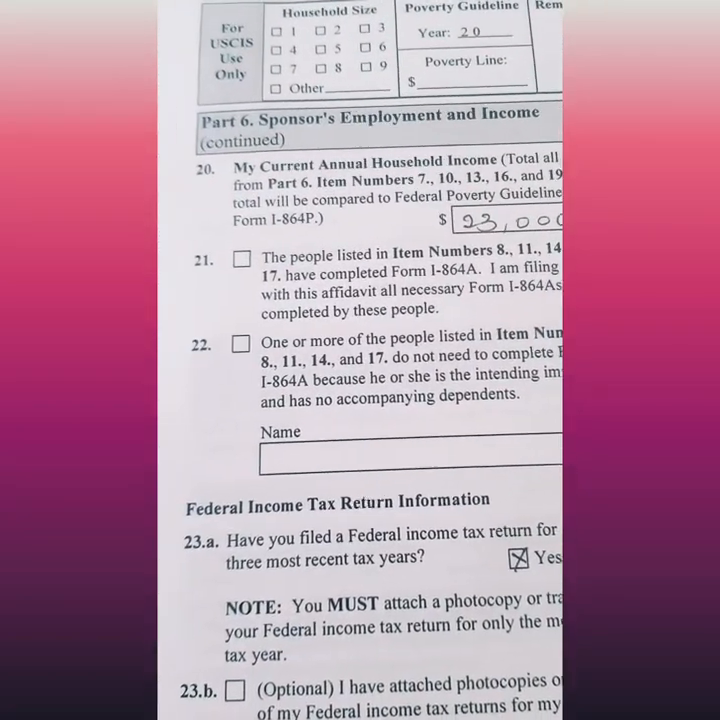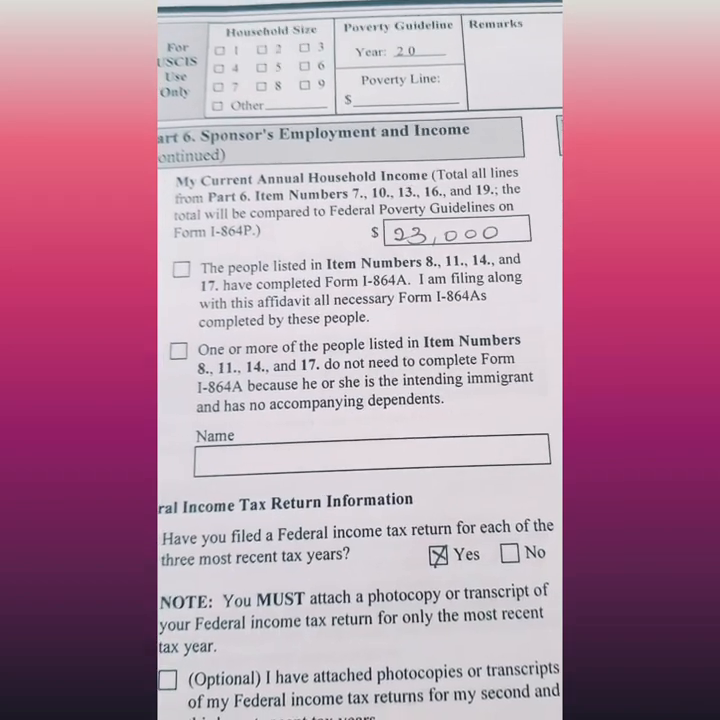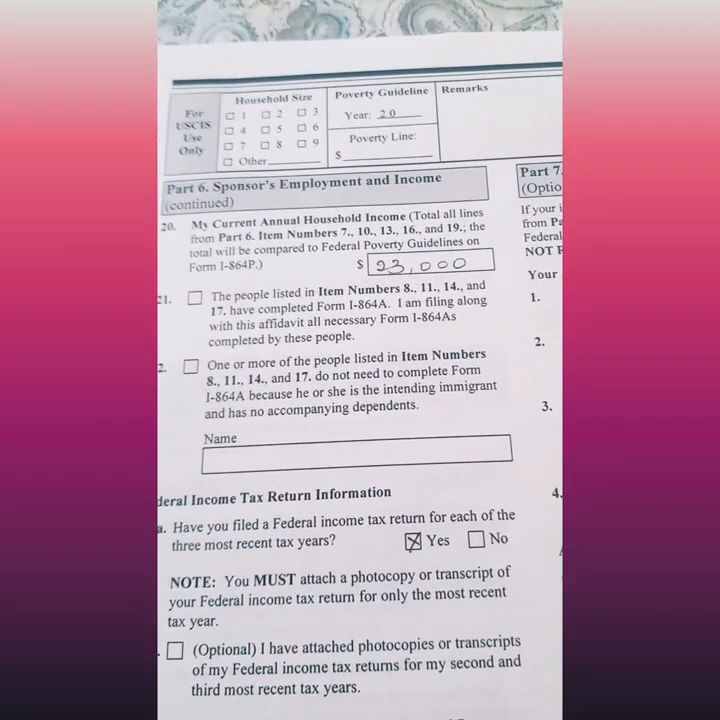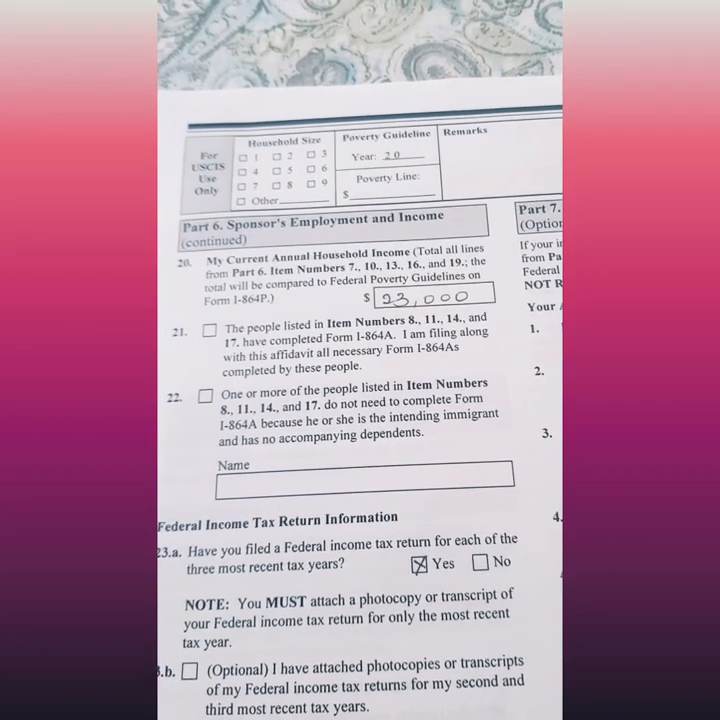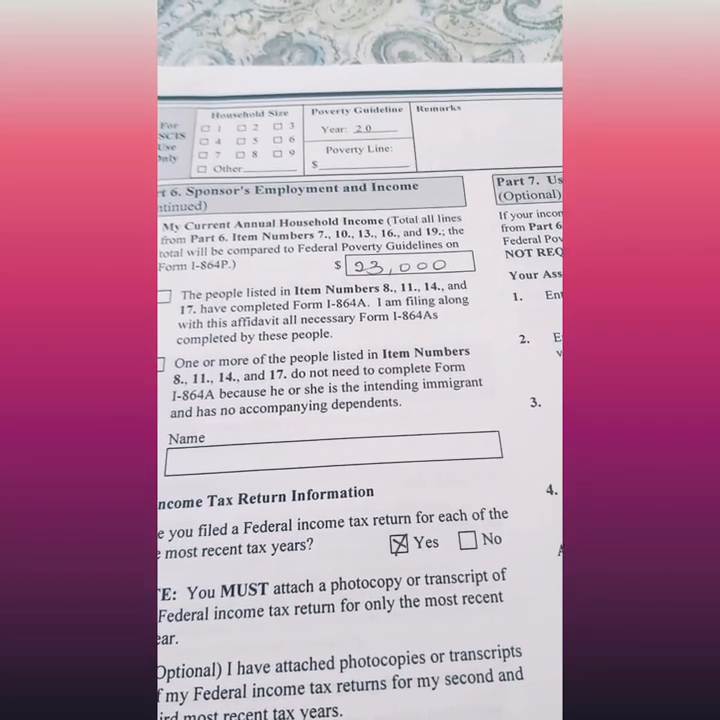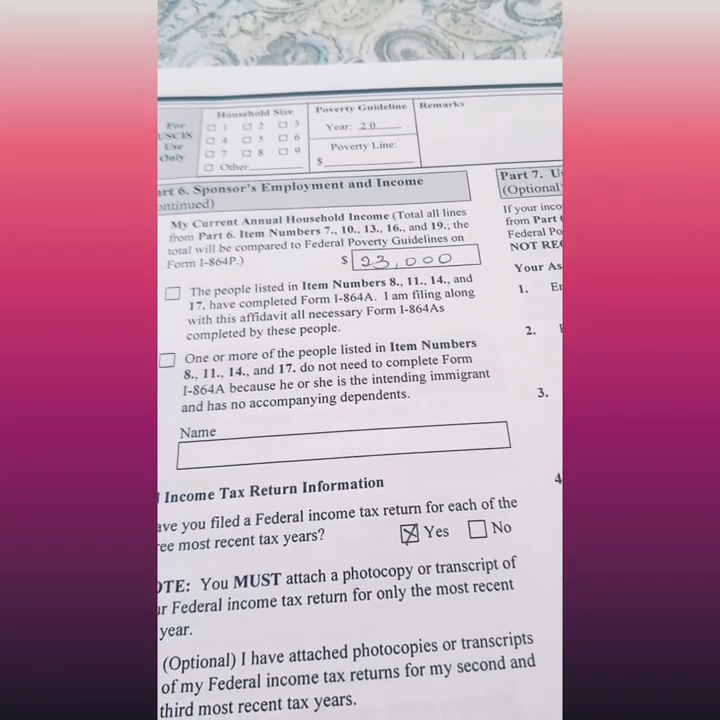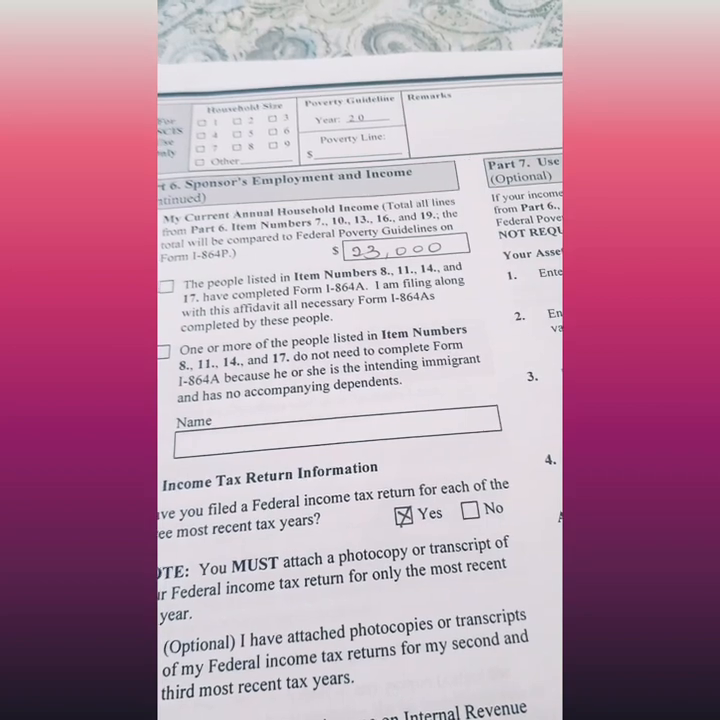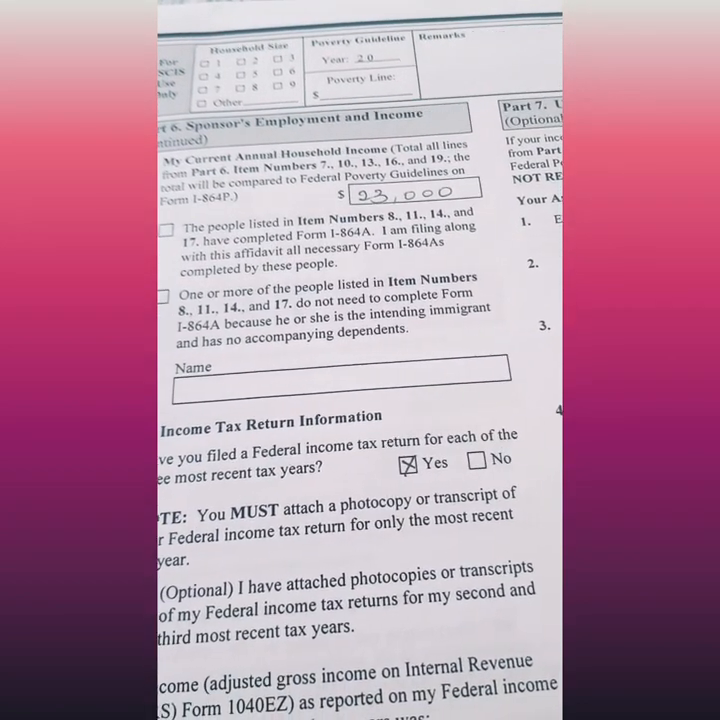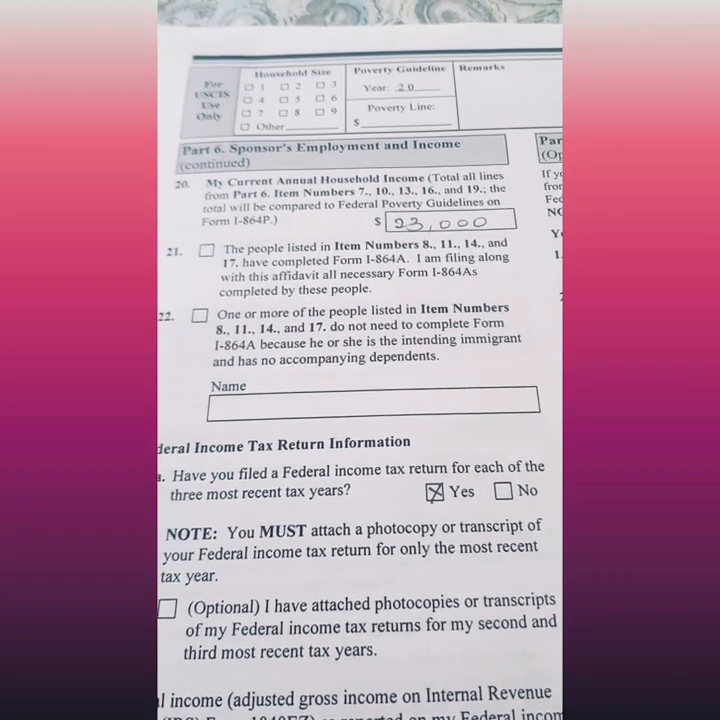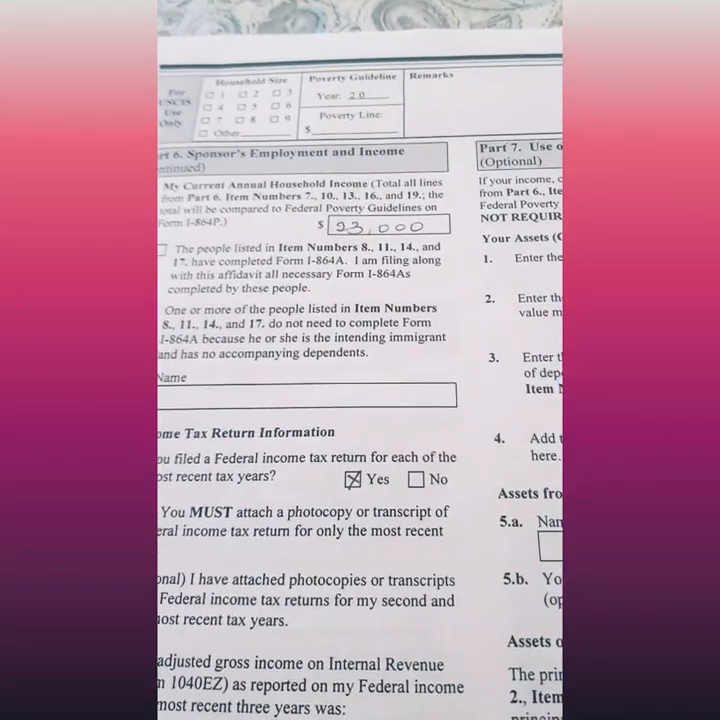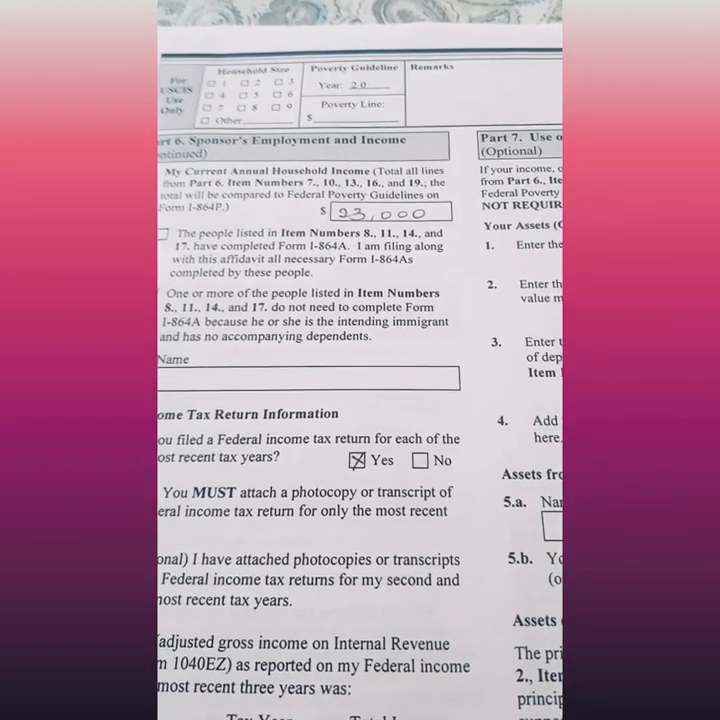The next one says part 6, the continuation, sponsor's employment and income. Number 20 says my current annual household income. It says total all lines from part 6, item number 7, 10, 13, 16, and 19. The total will be compared to federal poverty guidelines on form I-864P. Since they don't have anybody whose household income they are using, their total income from 7 to 19 is 23,000.